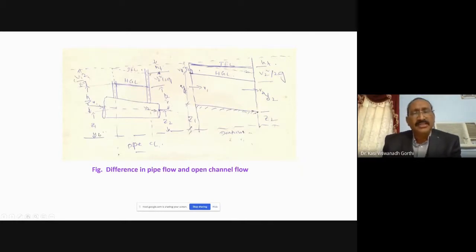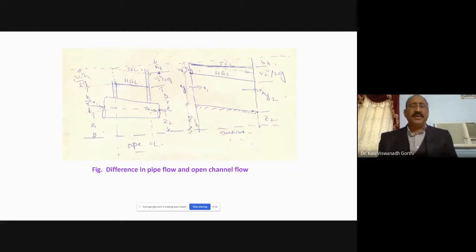One more point I thought of telling you here. If you apply the Bernoulli's equation, you get the total head as Z1 plus P1 by gamma plus V1 square by 2g. But here it is Z1 plus, there is no P1 by gamma. Instead, it is the depth of water available with respect to the channel bed. So Z1 plus Y1, the depth of flow, plus V square by 2g gives you the total head at this section in an open channel flow. This is another difference between open channel and pipe flows.